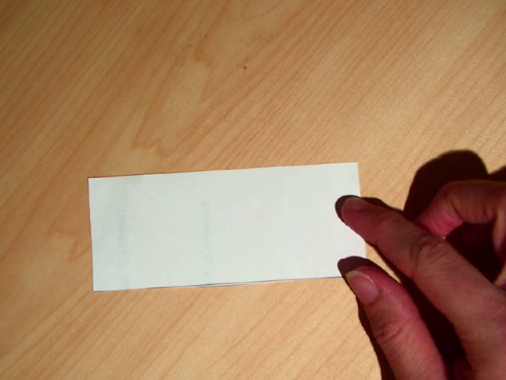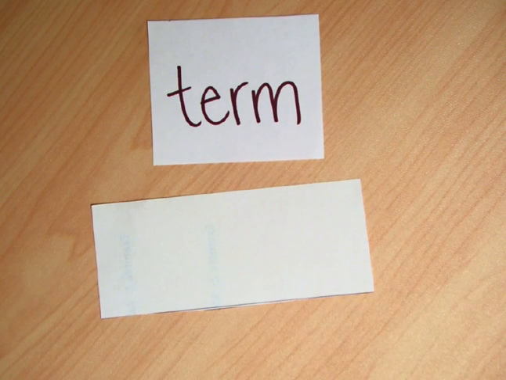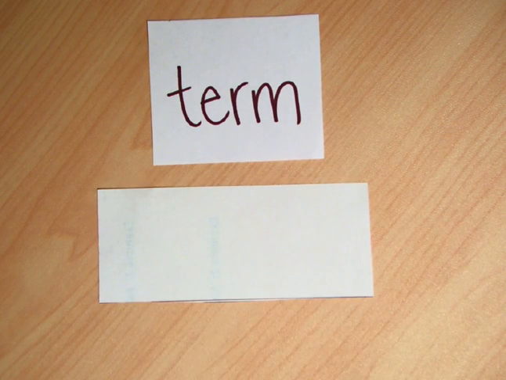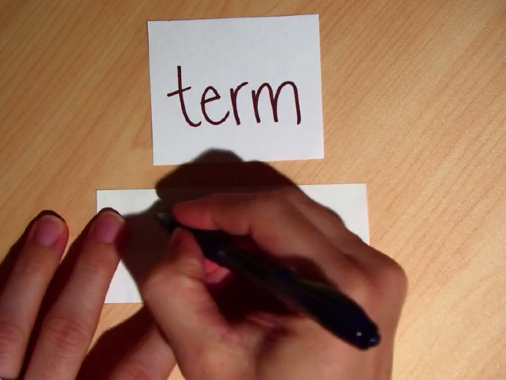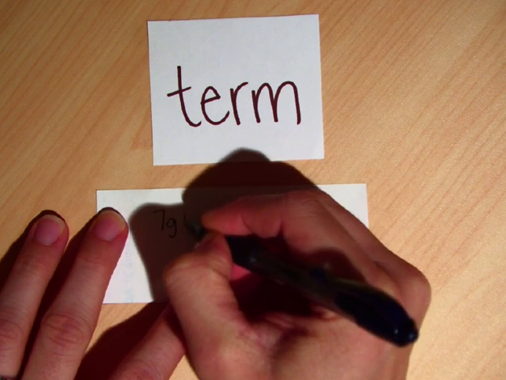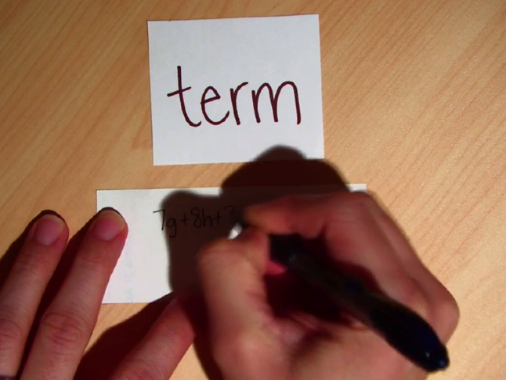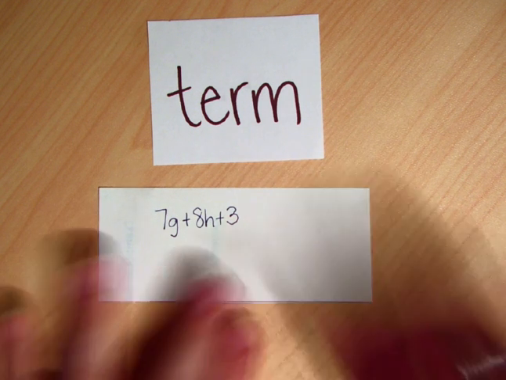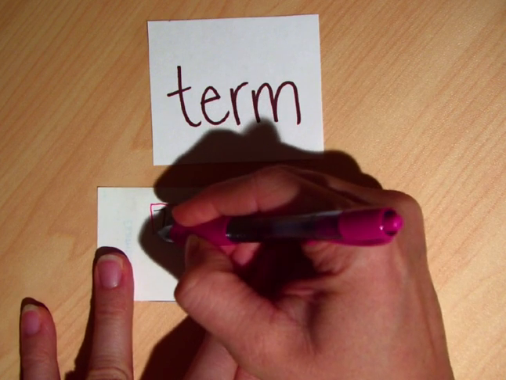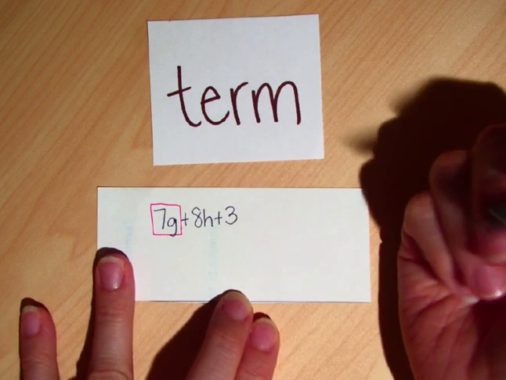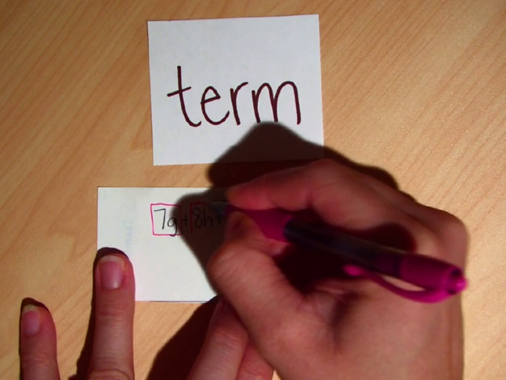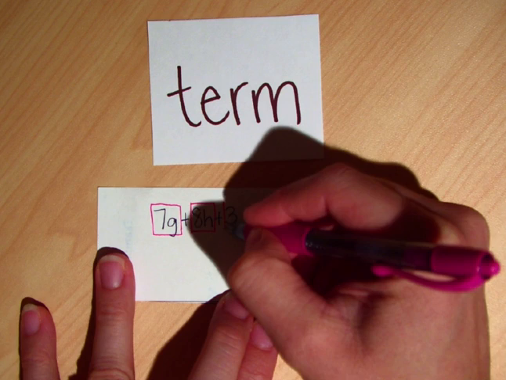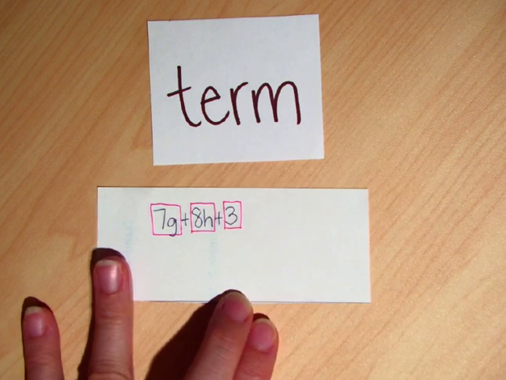All right, we have two new vocabulary words for you. The first one is term, and I kind of want to give you an example here on my little scratch paper. I'm going to show you an example of an expression, 7g plus 8h plus 3. The terms in this expression are any of the numbers or any of the parts that can be added or subtracted from the rest of the expression. So these are all terms.